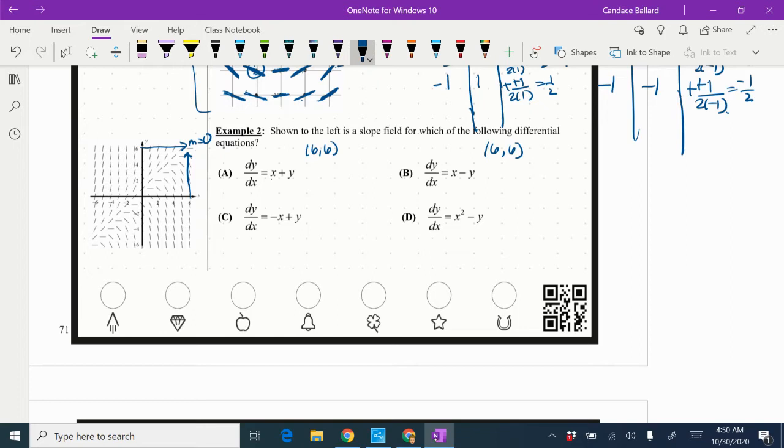So I'm plugging 6 in for the x and 6 in for the y. So in this first one, it's 12. So I know that that's definitely not a 0 slope, so I can eliminate that answer choice. When I put 6, 6 into here, I get negative 6 plus 6, which is in fact 0. So that's still a possibility. When I put it into here, I get 6 minus 6, which is 0. So that one's still a possibility. Into D, I get 6 squared minus 6, which is 36, minus 6, which is 30. So that eliminates the D possibility.